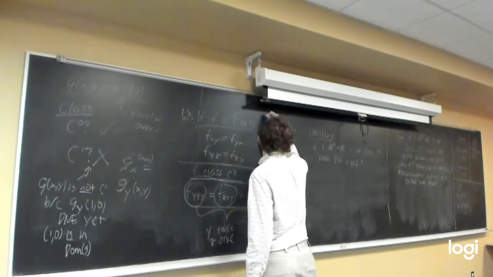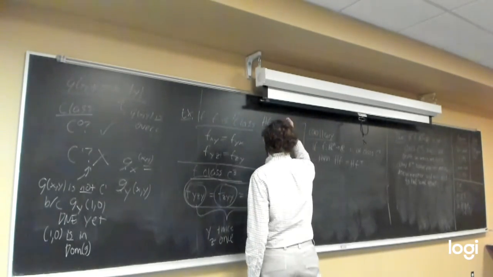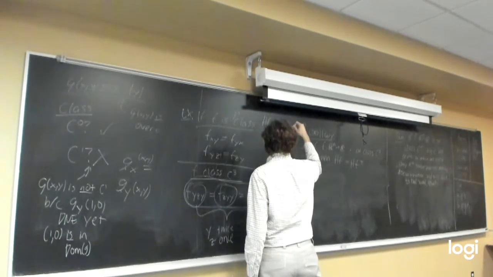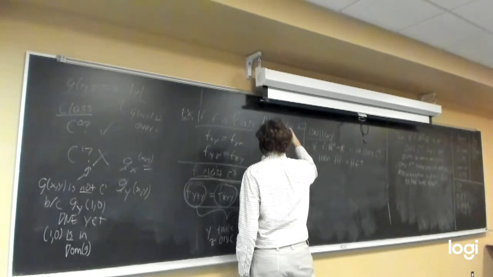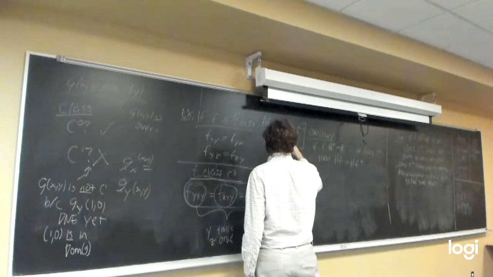Where the Hessian matrix, again, was this matrix of second-order partial derivatives. fx1x1, fx2x1, fxnx1, fx1x2, fx1xn.